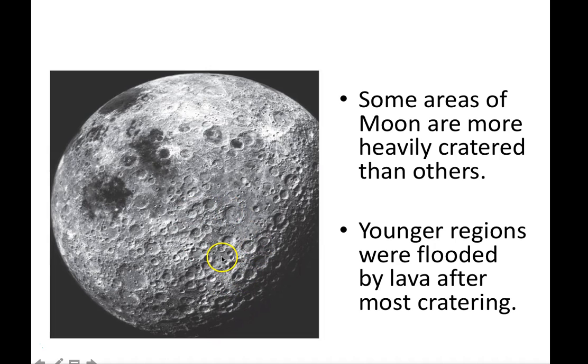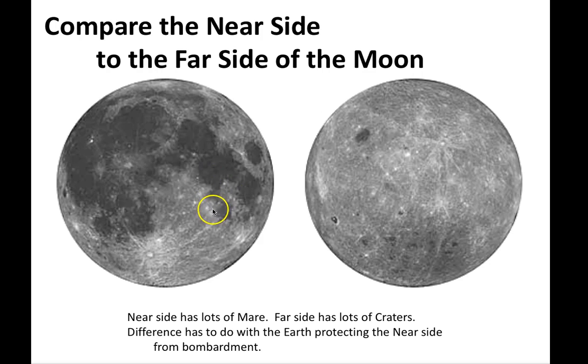Some areas are more heavily cratered than others, and basically we know the reason why, because the younger regions were flooded by lava and covered up a lot of the craters. The near side is different than the far side. Basically, the far side has lots of craters. The difference, as illustrated here, is basically the Earth is in between. So the Earth protects the near side from the craters.